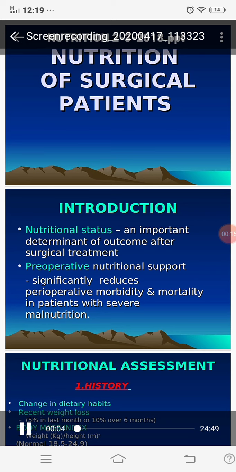Our topic of discussion today is the nutritional assessment of surgical patients. For the patients who enter the surgical department, it is very important to have a proper pre-operative evaluation. You should know whether the patient is malnourished, well nourished, or poorly nourished.